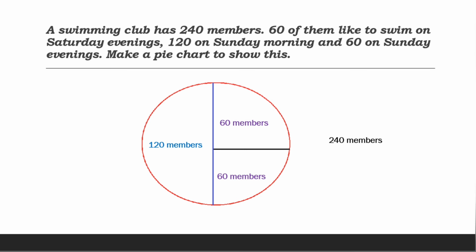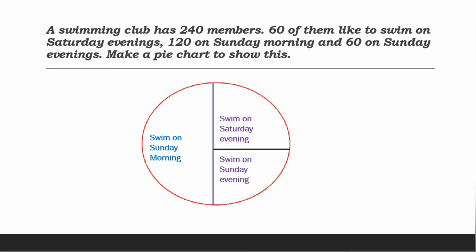And this is our question only. 120 on Sunday morning. So we will write down 120 swim on Sunday morning. 60 of them like to swim on Saturday evening. So we will write swim on Saturday evening over here. And the rest 60, they go on Sunday evening. So this was all about data handling.